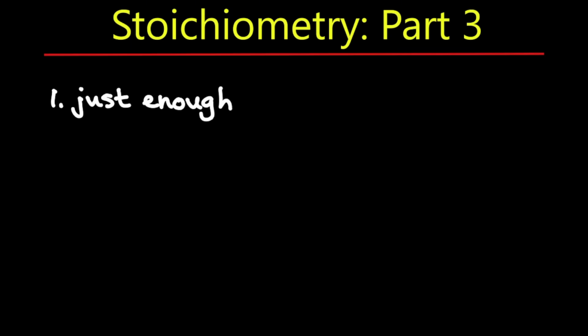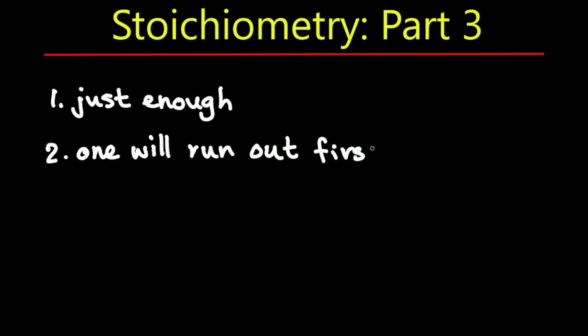However, this is usually not the case in the real world, right? Realistically, one of them will run out first. And limiting and excess aims to calculate which one will run out first, how much of the other one we'll need, and how much of the other one will be left over if one of them runs out first.